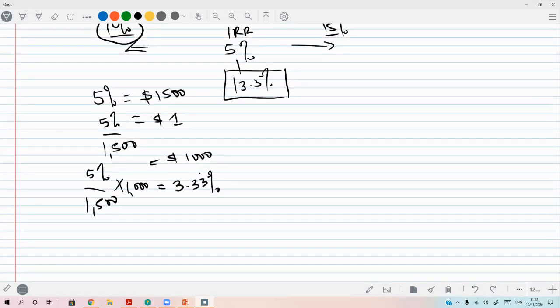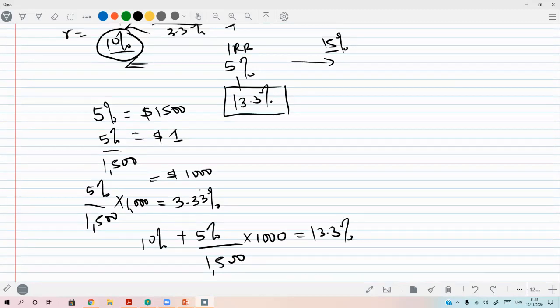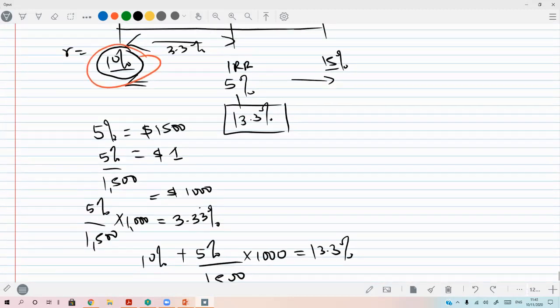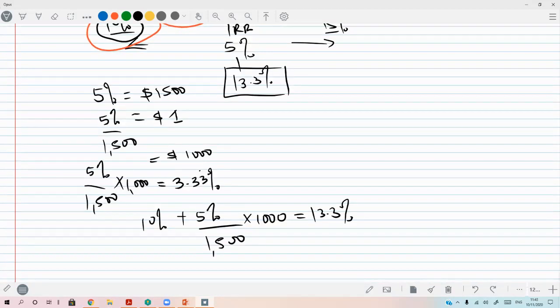Now, how do you get that 13%? 13% was equal to 10 plus the 5% here, we have done 1500 times 1,000, which has given us 13.3%. That's what we just did. 10%, which we have here, plus 3.3%, and 3.3% we have it here. They have 10 plus 5% divided by 1500 times 1,000, which you obtain from here. And that's the IRR.